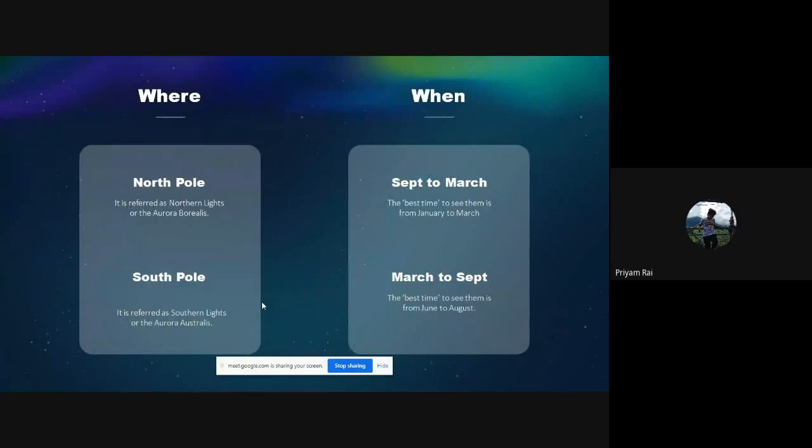Now, let me tell you when and where this aurora is formed. So, in North Pole, it's referred to as northern lights or the aurora borealis. Its best time to see them is from January to March, while in South Pole, which is referred to as southern lights or the aurora australis, the best time to see them is from June to August.